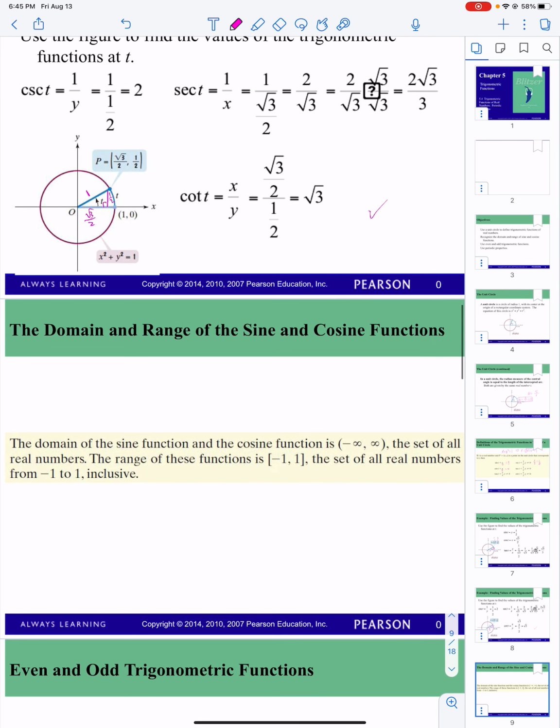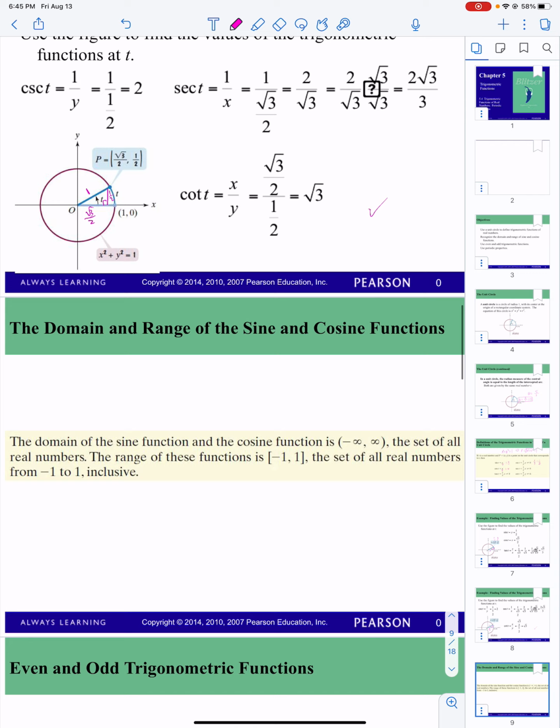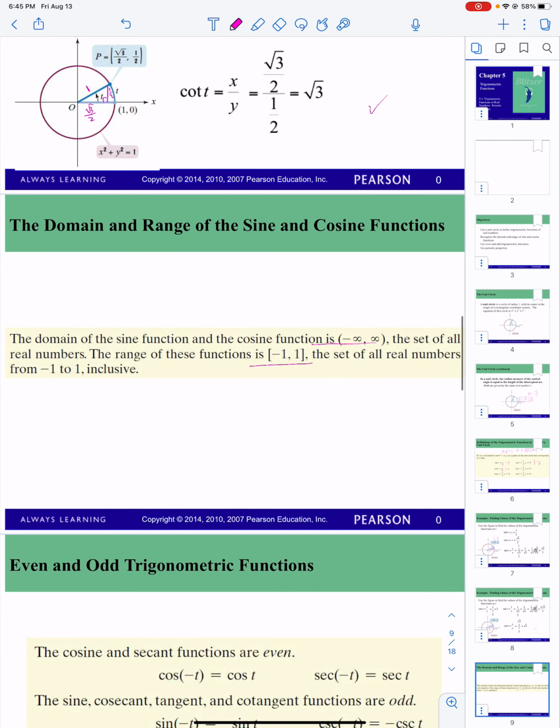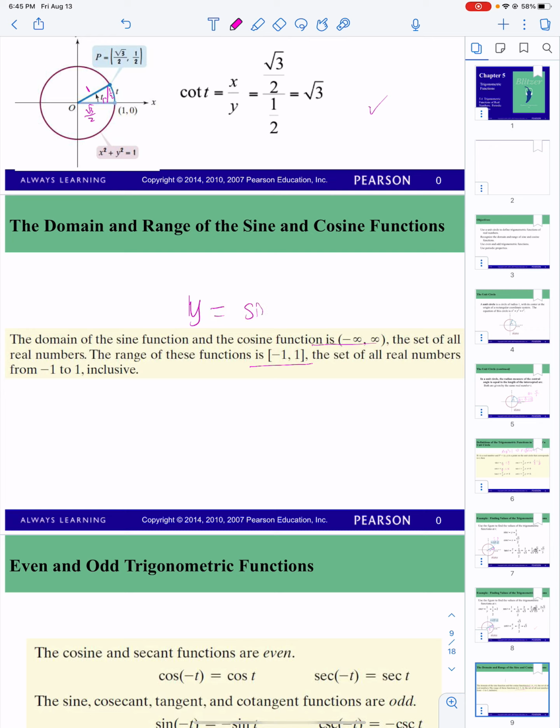Okay, so the domain of the sine and cosine function is negative infinity to infinity. And the range is what? Negative 1 to 1. Why? Because the domain means, what will be the domain? You can see y equals sine theta. So theta can be any real number. Do you remember? One revolution, another revolution can continue forever, yeah? So this is why it is negative infinity to infinity.